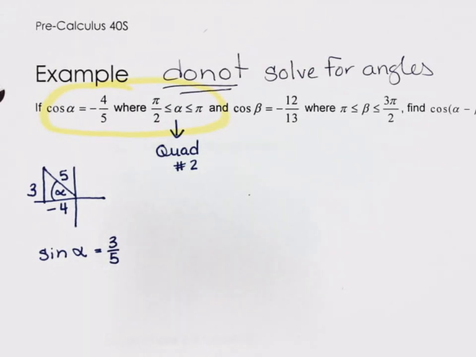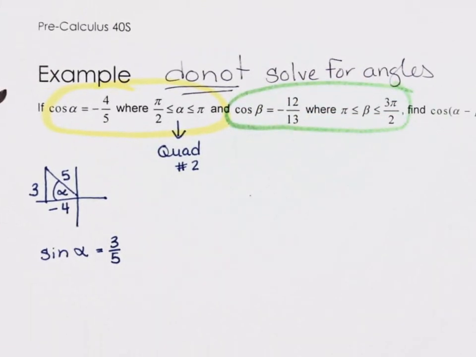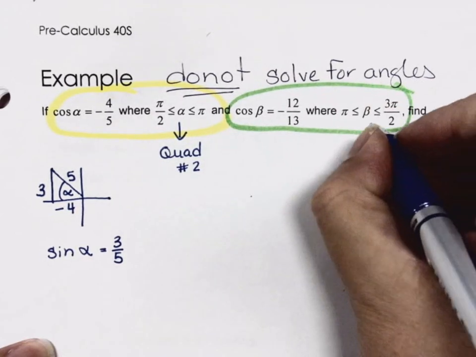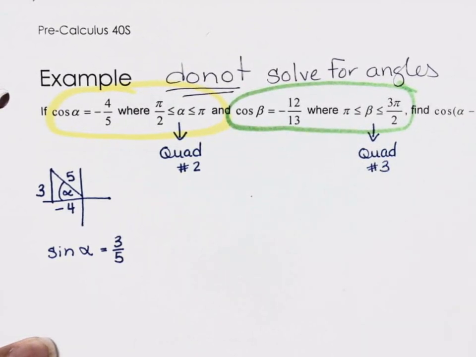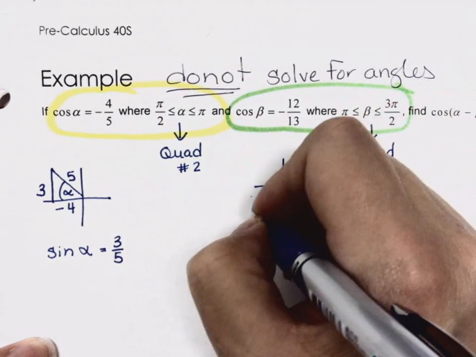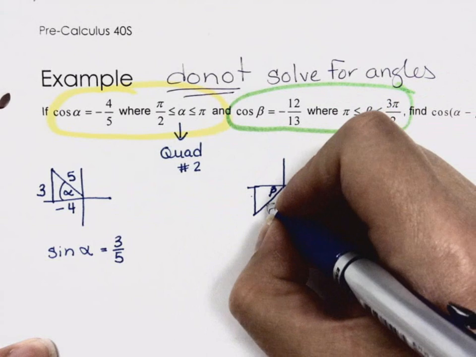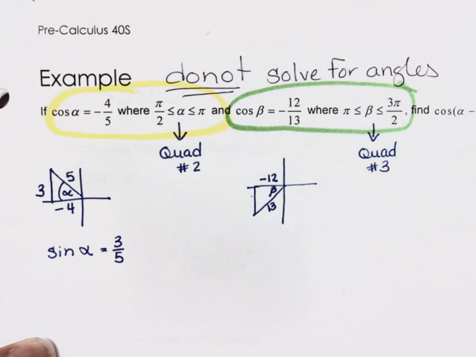Okay, so now you're going to draw me a second pretty picture for beta. Where's beta? Quadrant 3. Okay. So what do we know about this one? We know the hypotenuse is 13. We know the x is -12. Another Pythagorean triple here. Anybody know this one? 5. But it'll be -5 because of where we're located.